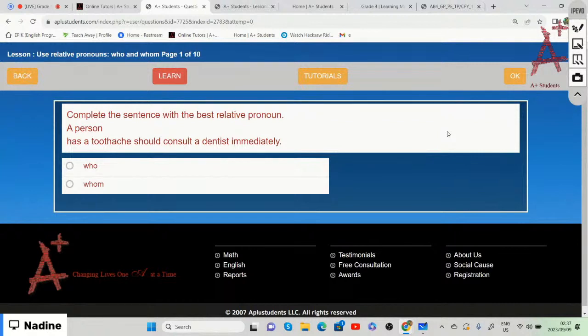Is it whom or who? So a person who has a toothache should consult a dentist immediately, or a person whom has a toothache should consult a dentist immediately. All right, so we are now going to choose our relative pronoun.